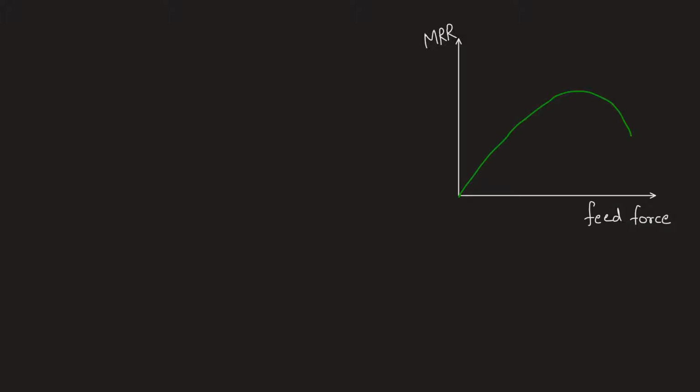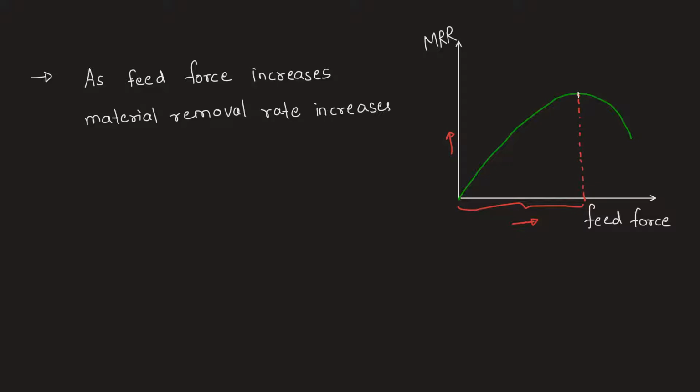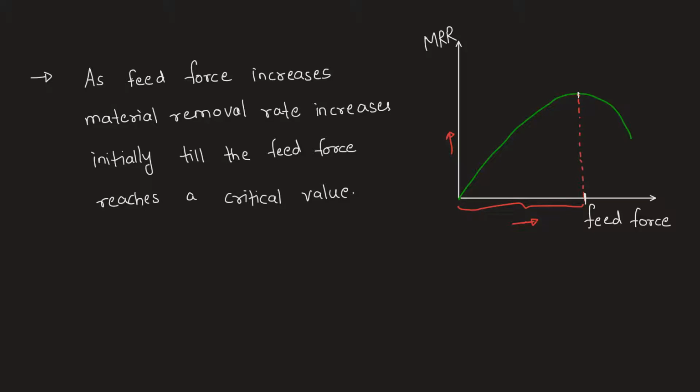So the relationship between feed force and material removal rate can be sketched out on the graph like this. On the x-axis we have feed force and on the y-axis we have material removal rate. And the nature of this graph between these two quantities is this. We can see that for initial values of feed force, up to this value, there is an increase in the material removal rate as the feed force increases. So we can write that as the feed force increases, material removal rate for the ultrasonic machining tool increases initially till the feed force reaches a critical value. And post this value of feed force, we see that material removal rate is decreasing.